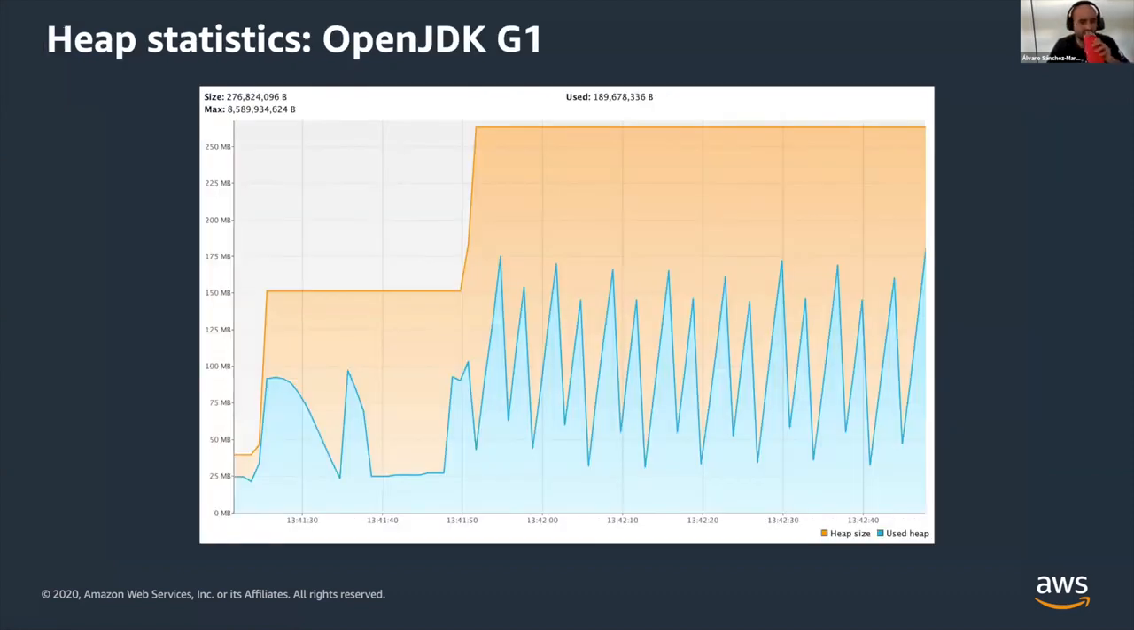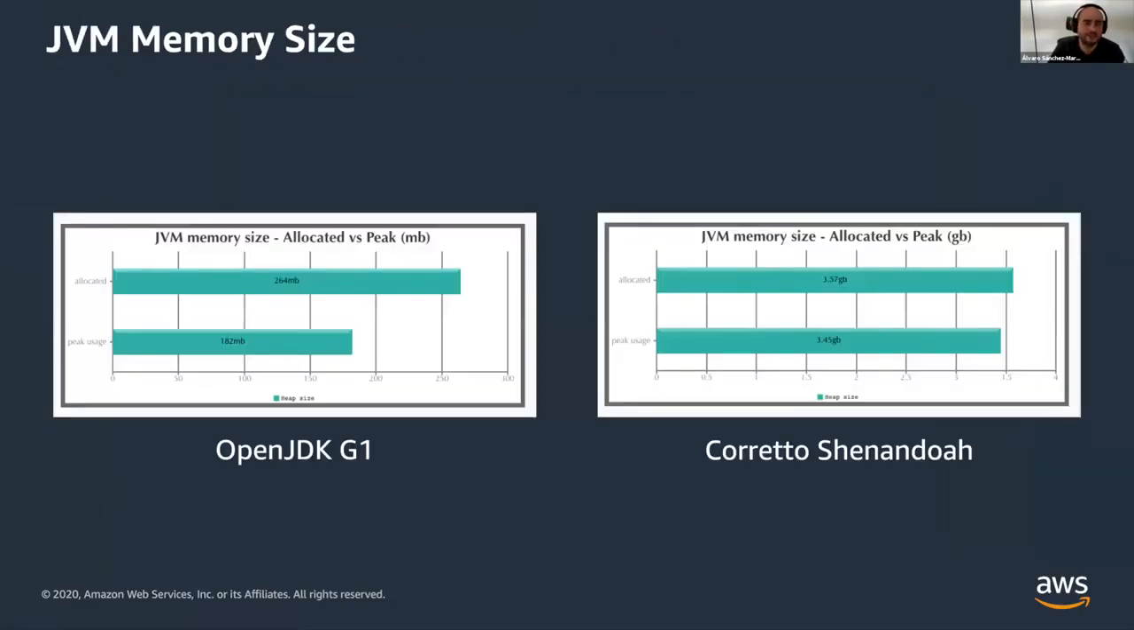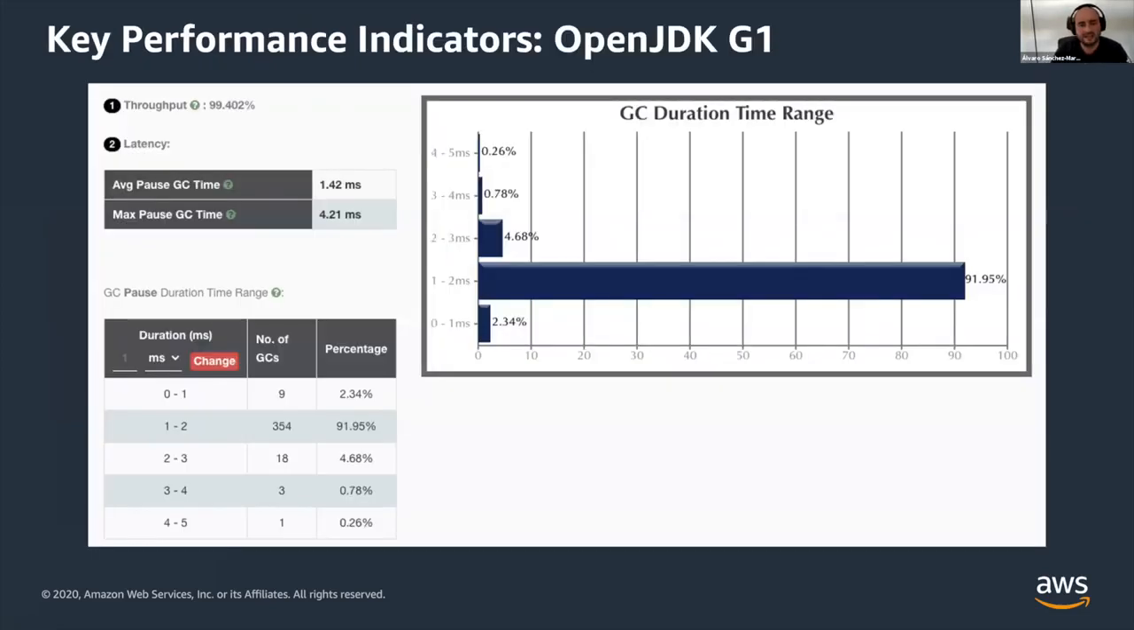Heap statistics. This is what we saw live. OpenJDK G1 versus Shenandoah. So we're talking about peak usage of less than 200 megabytes versus 3.5 gigabytes. So several times. So if you can afford to have the memory, you can benefit from the lower latencies.